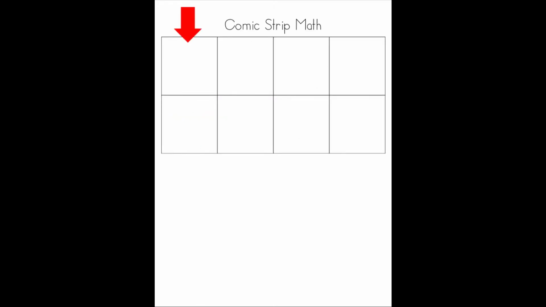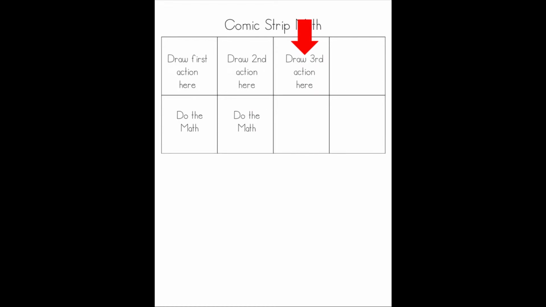The next thing you use is a comic strip math. So it's just boxes that kids would draw the first action of the problem here. They might draw stick figures, they might draw a diagram, they might use a strip diagram, whatever the kid wants to represent that first part of the problem. Then if there's any math to do for that first part, they would do it underneath. Same thing, draw the second action here, then do the math, draw the third action, and then do the math. And if they need to draw the fourth, then they can.